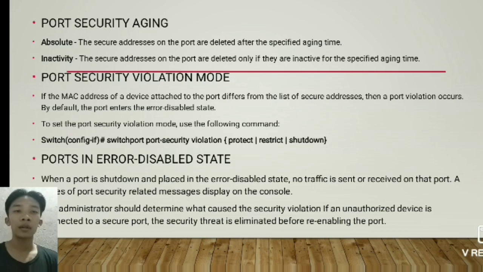Port in error-disabled state. When a port is shut down and placed in the error-disabled state, no traffic is sent or received on the port. A series of port security related messages are displayed on the console. The administrator should determine what causes the security violation. If an unauthorized device is connected to a secure port, the security threat is eliminated before we enable the port.